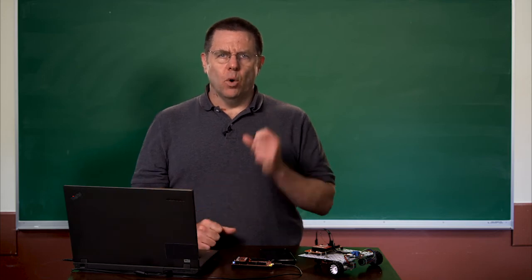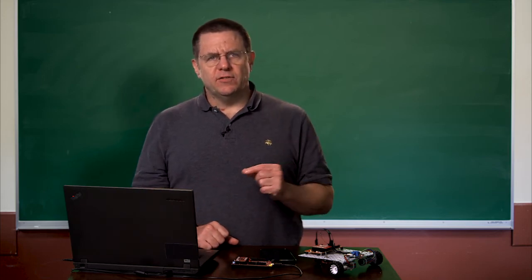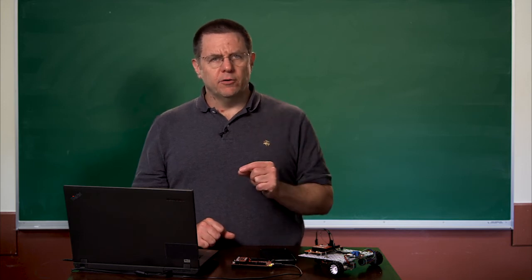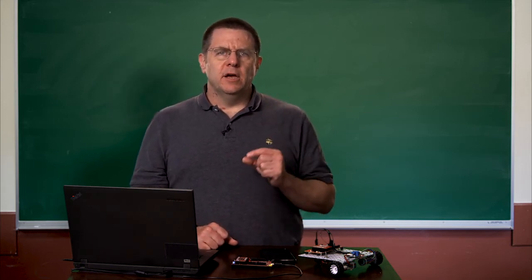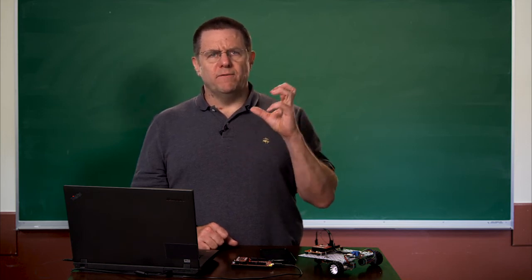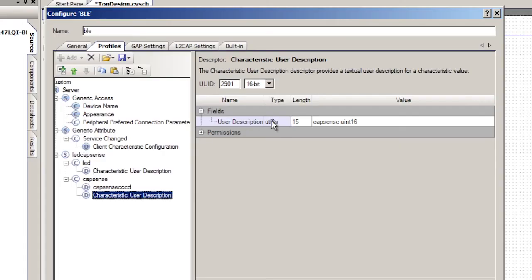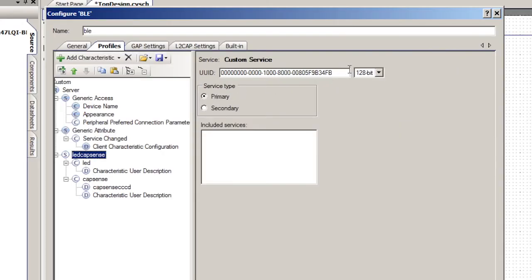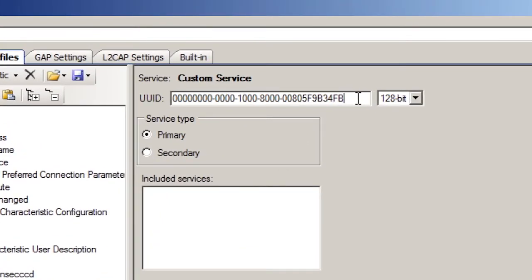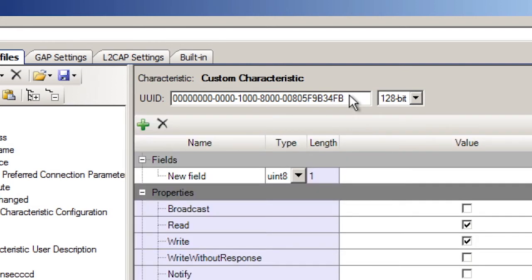All right, now I have one more thing to do. Each of these things needs to have a specific 128-bit UUID. This is so the other side, the Android phone side, will be able to identify each of the characteristics in the service. Creator gives it a default, and just for grins, I'm going to make it say the same thing, blah, blah, blah, blah, blah, blah, zero. The LED characteristic is going to be blah, blah, blah, blah, blah, blah, one, and the CapSense characteristic will be blah, blah, blah, blah, blah, blah, two.